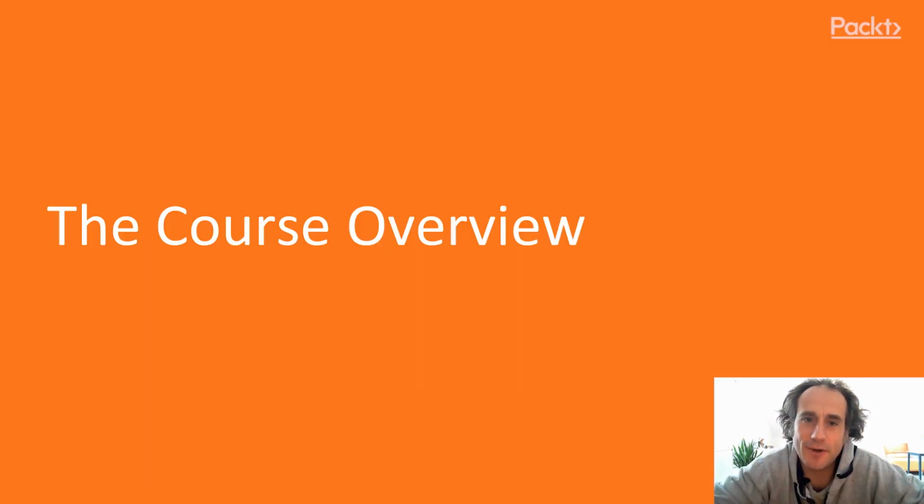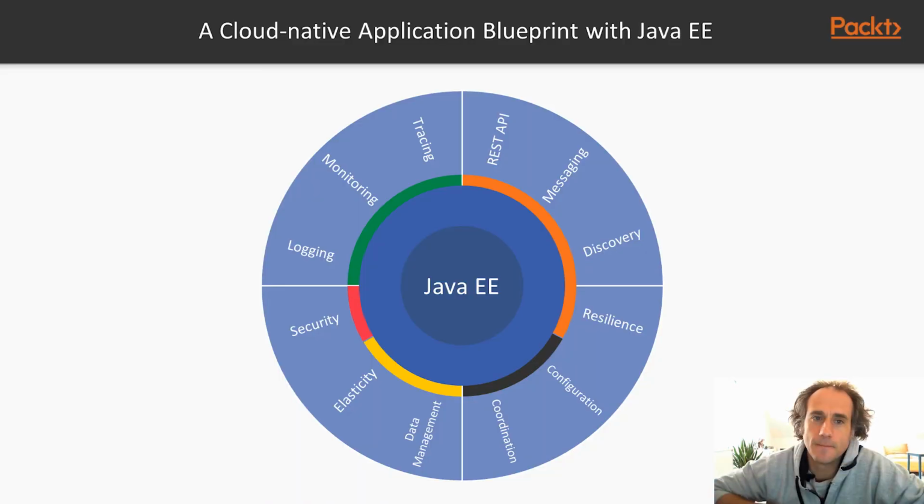So let me give you a brief overview of this course. Now, cloud native application development is pretty hard, because it's definitely more than just implementing microservices. What you see here is what I call the cloud native application blueprint, and at the heart is Java EE. But as you also see, there are a lot more areas to cover. So we will talk about service exposition, REST APIs and maybe messaging, configuration and coordination, state and persistence, security, diagnosability, and you need to cover all of those areas to build truly cloud-native applications.